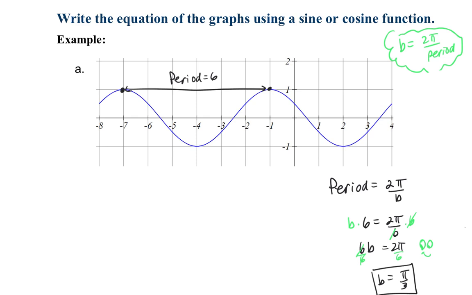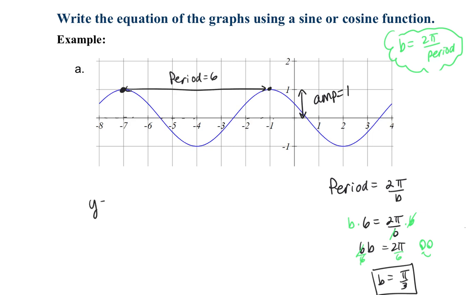Now let's think about if there's been a vertical shift, if there's a new midline, but it looks like coming through here is our midline. So there's no vertical shift, and that means that the amplitude is from the midline up to the peak. So the amplitude I can see from the graph is 1. And I'm going to think about this as a cosine, because cosine starts at a peak.